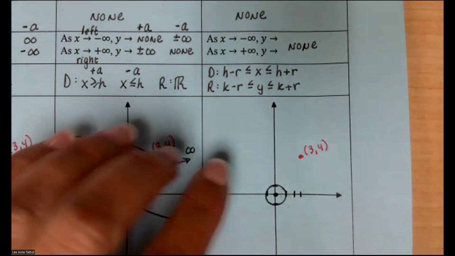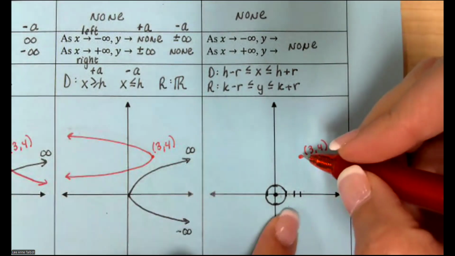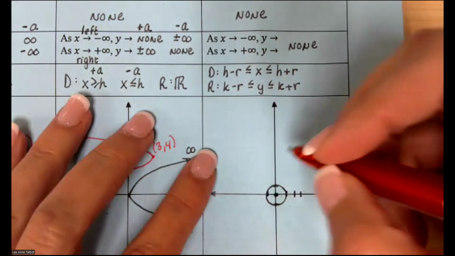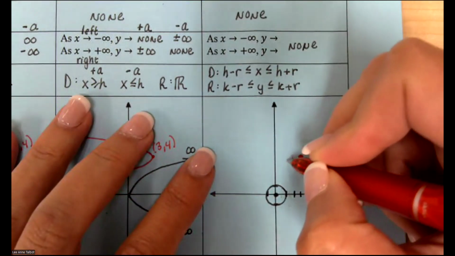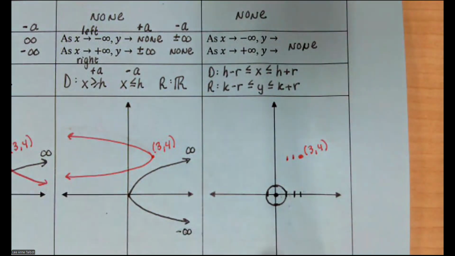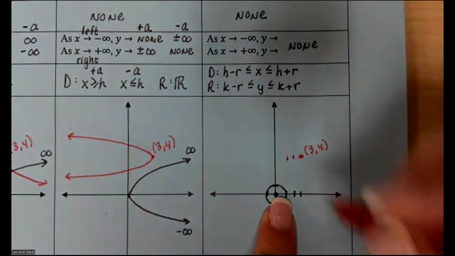Okay, so keep that in mind because all of our graphs are dilated by 2, so we're going to make our radius 2. So try to figure out what a 2 radius would be using your little scale here.